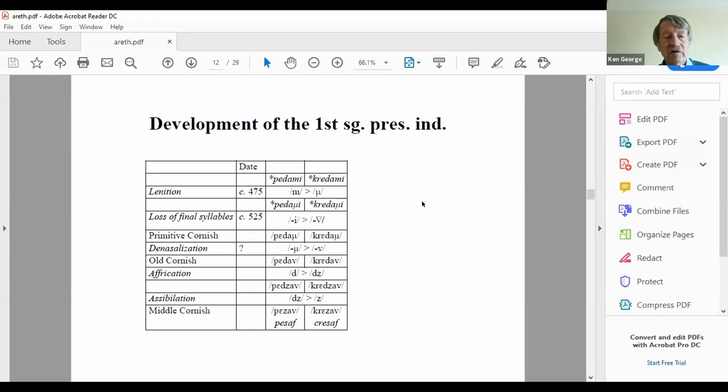So let's look now at a different case. Let's look at the first singular present indicative, which is not followed by a high vowel. And because of that, it does not get raised. If you go through all these changes of sound, starting off from the supposed pedami, I pray, predami, I believe, in Brittonic, then we end up in Middle Cornish with peza and kreza. There is no mechanism which would raise these to pisa and kreza, other than analogy.